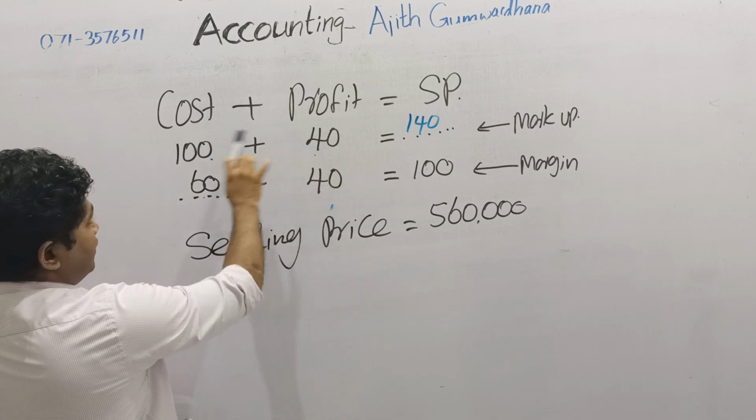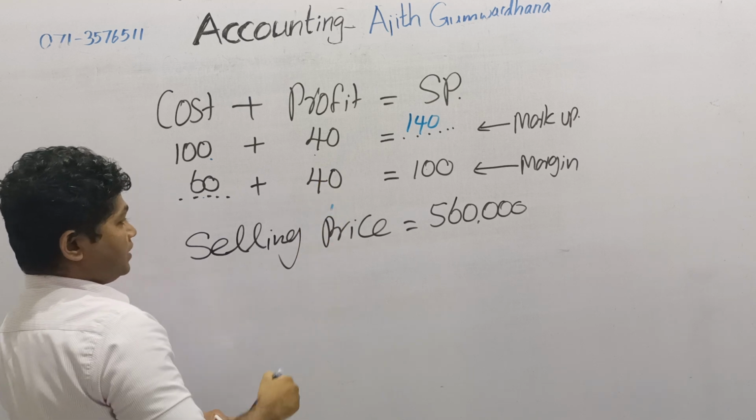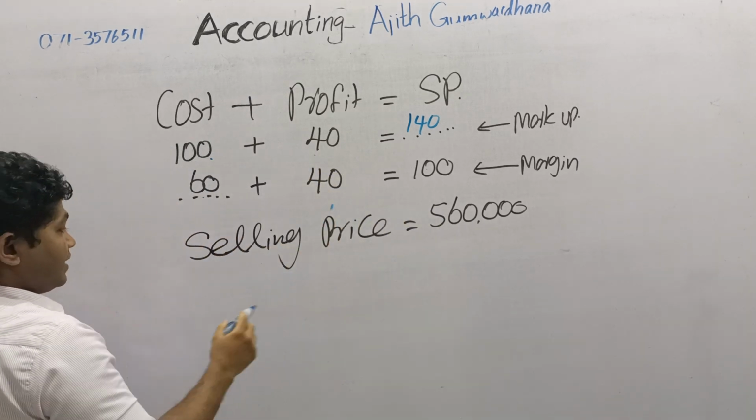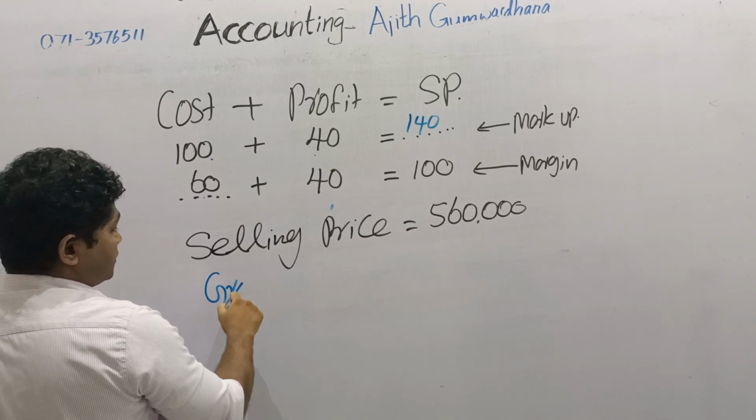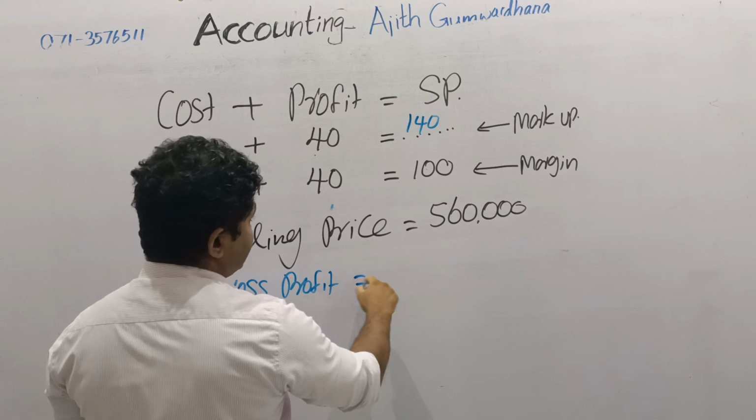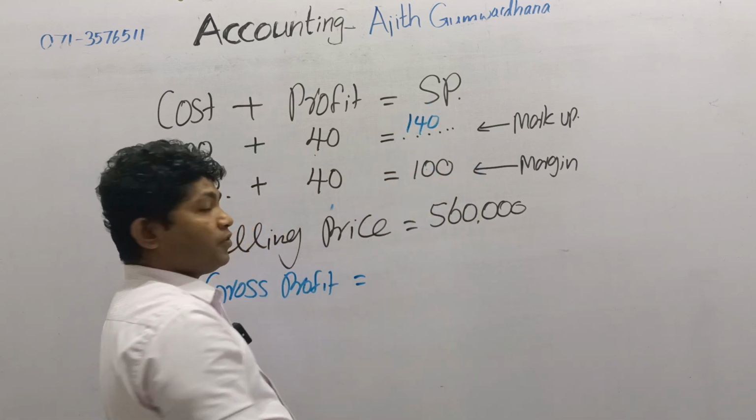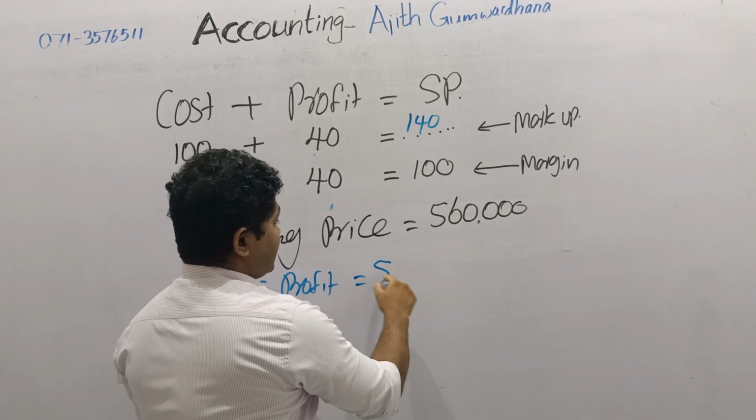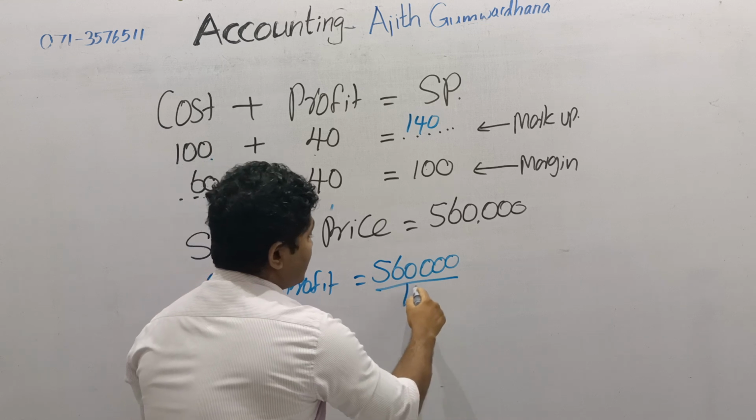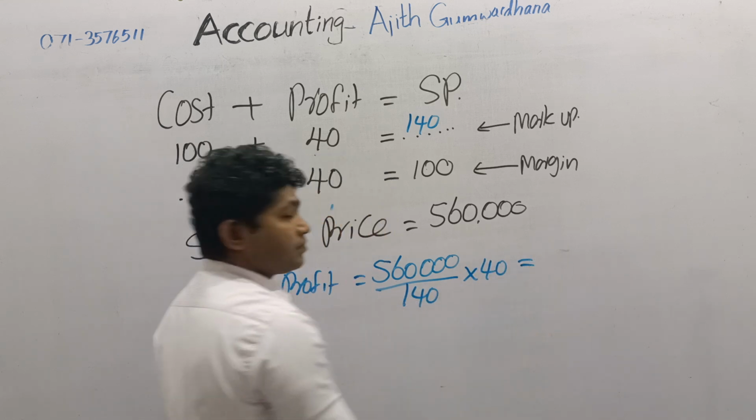Think profit markup equal 40%. If it is markup, cost value is 100, and selling price equal 140. Given the selling price, they ask for cost of sales and gross profit. First, how to calculate gross profit? Now the selling price is 140, therefore 560,000 divided by 140 into 40 equals gross profit.